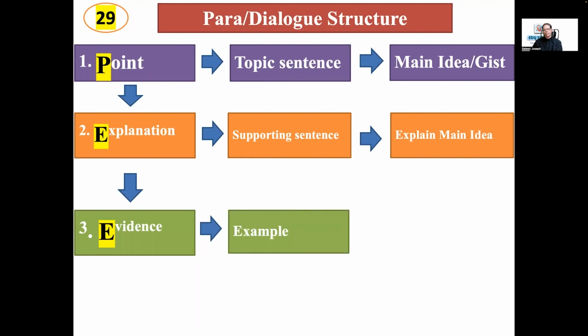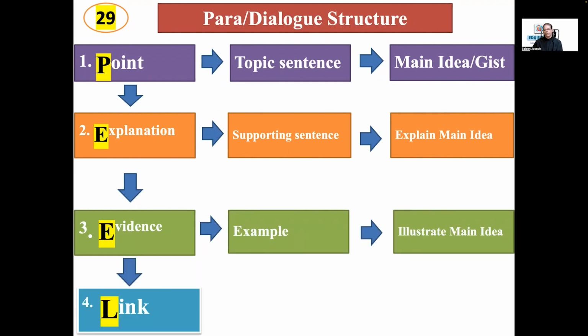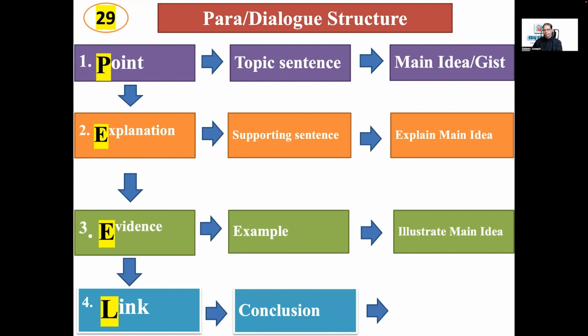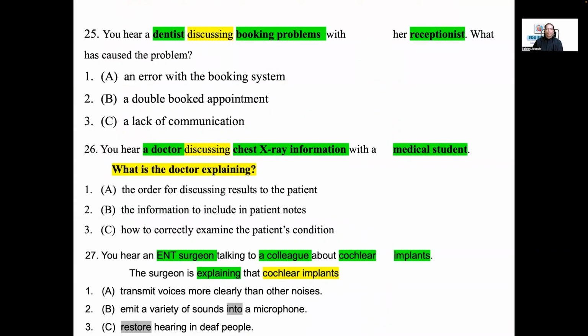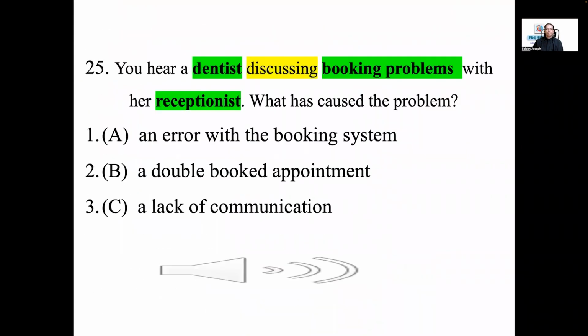Third step is evidence. They might give some example or illustration of the main idea. Then the fourth one, link, which means conclusion. Maybe they speak something and they put a contrast, or they give a contrast expression and say something else. So that becomes the answer, the conclusion. Okay, now we will get into the real question. Now just read this, please.